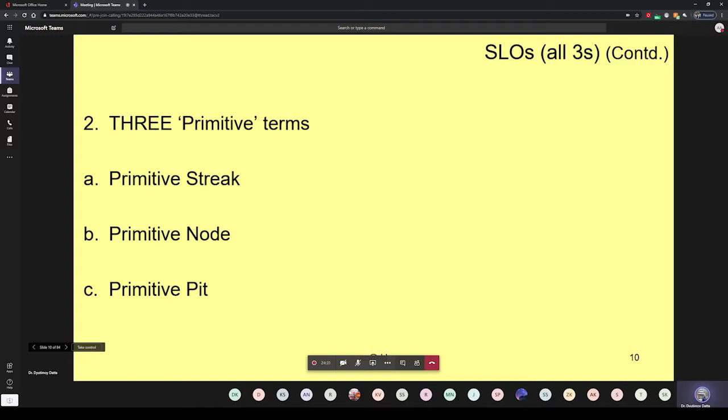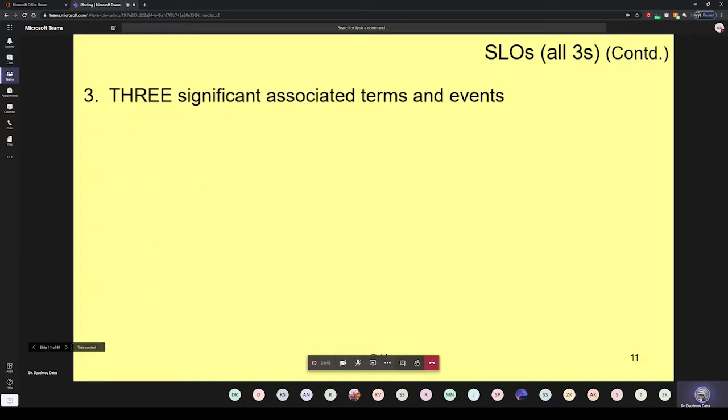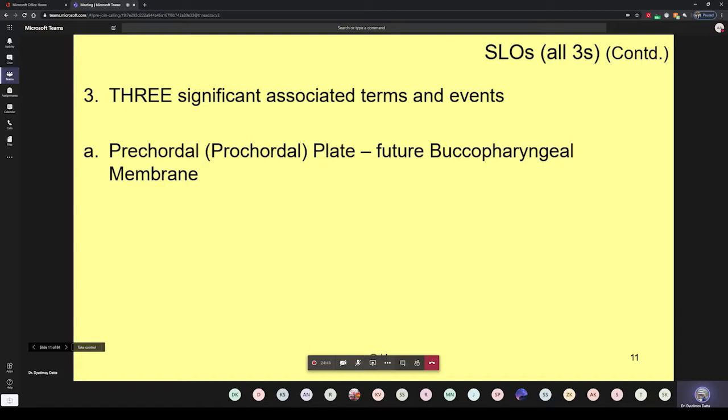Plus, the primitive streak also gives origin to something else. Let's see the next one, you'll see this. There are three significant events at the same time. One is the so-called procaudal plate. Some books call it precaudal, some books call it procaudal. The procaudal word is better to be used, right? So the procaudal plate at the cranial end, and you can see it is written here, the future buccopharyngeal membrane, the oral cavity, the stomodeum, all these are related to this area.